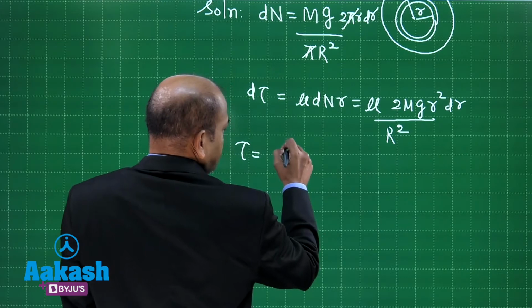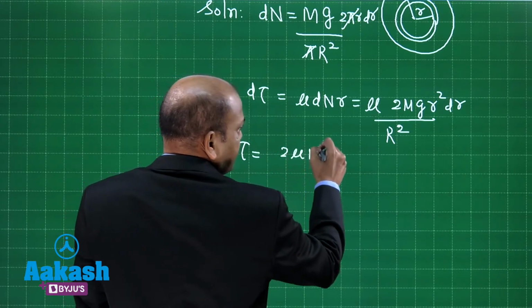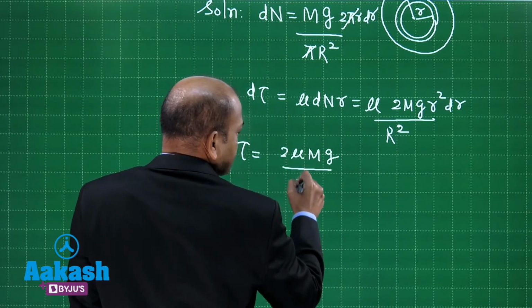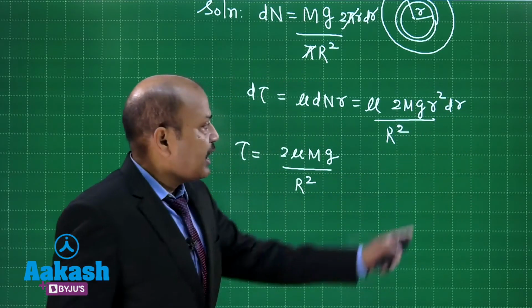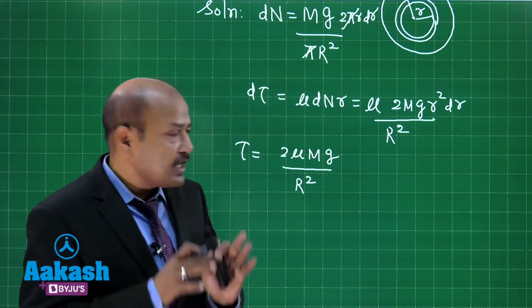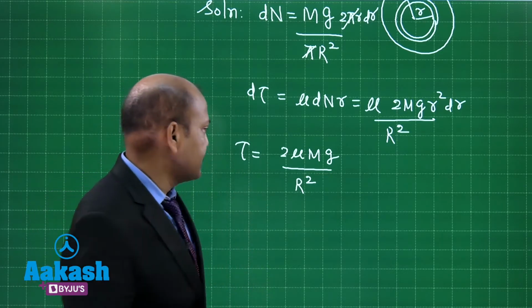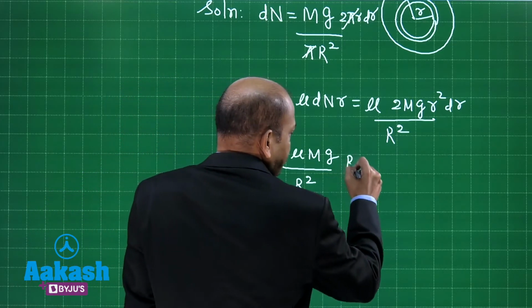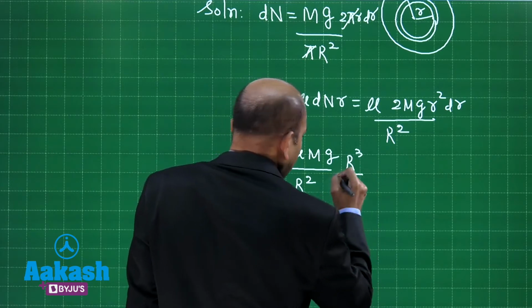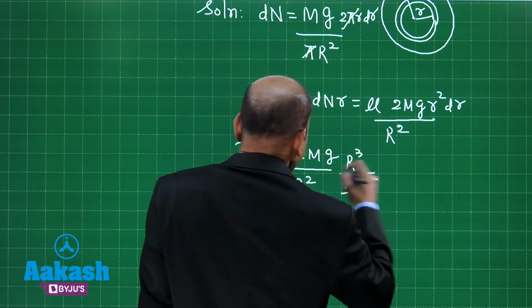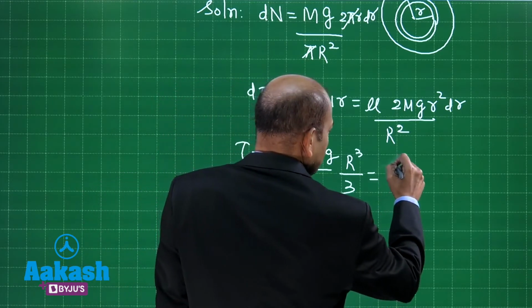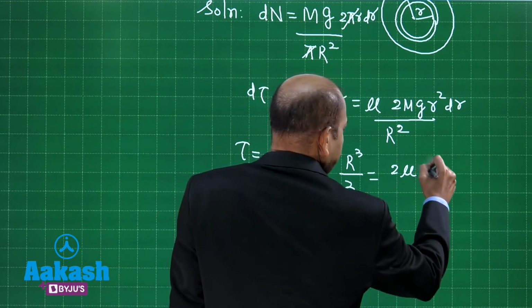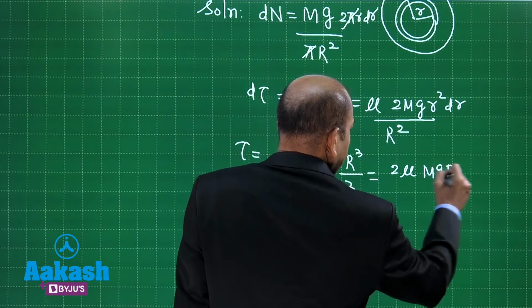This is 2 mu capital Mg by R square, and if we integrate with proper limits, r square dr will give us capital R cube divided by 3, isn't it? So, let us put it capital R cube divided by 3. We already have the expression for this torque, and that is equal to 2 mu mg R divided by 3.